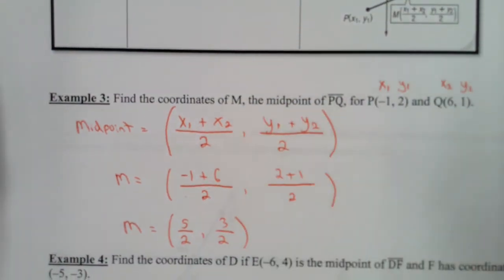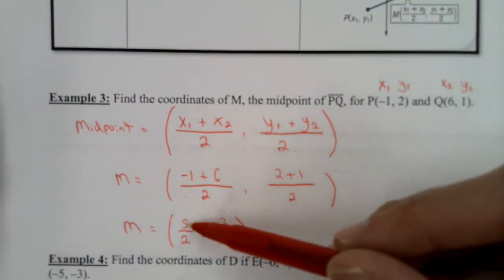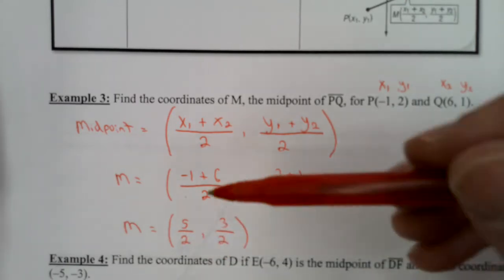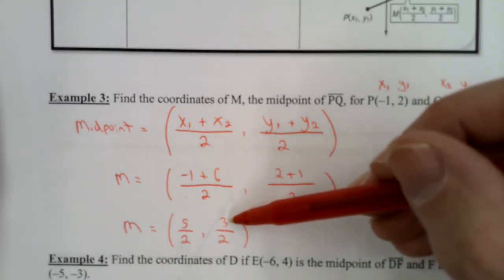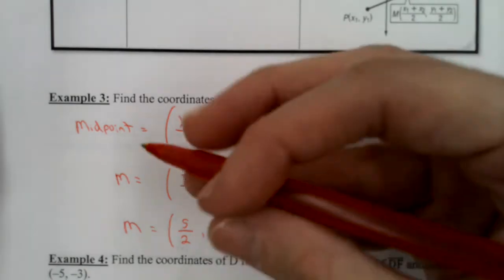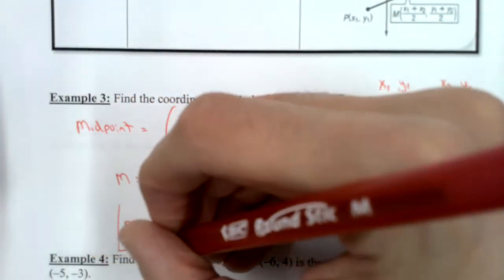You can leave your answer like that. That's the midpoint. If this was like 10 over 2, you could make that 5. If this was 8 over 2, you could make that 4. But we can just leave the answers like this. That's the midpoint.